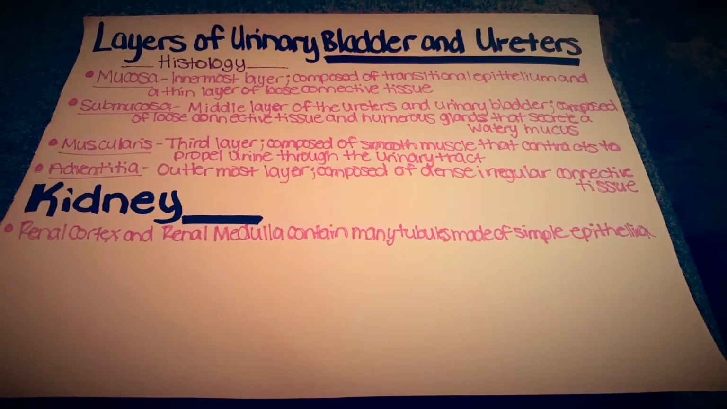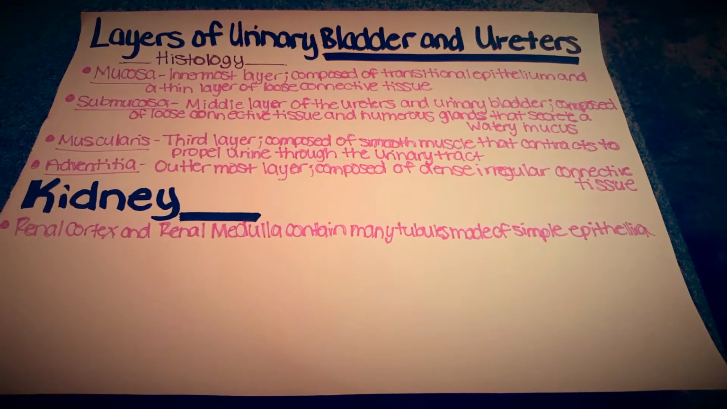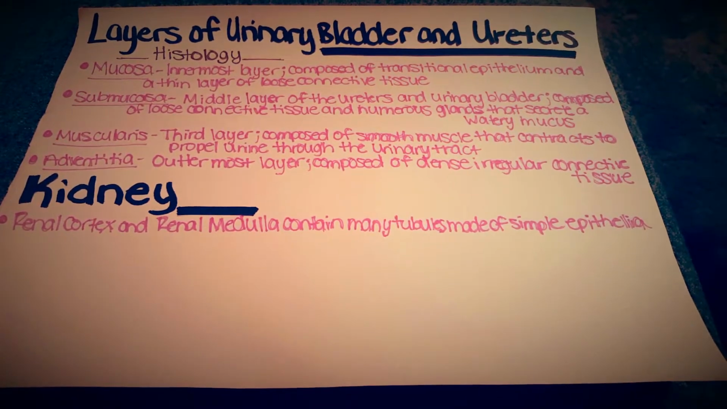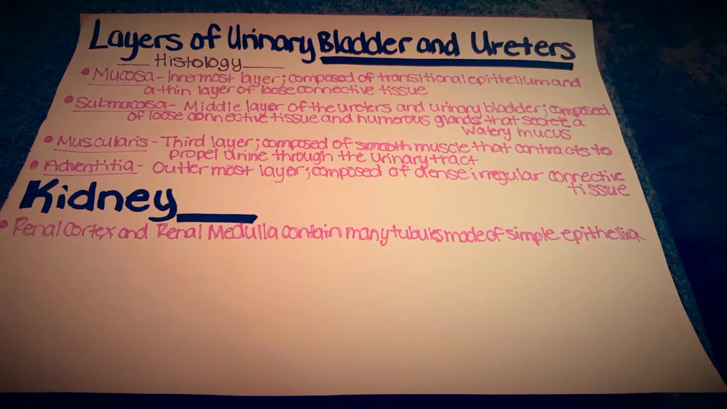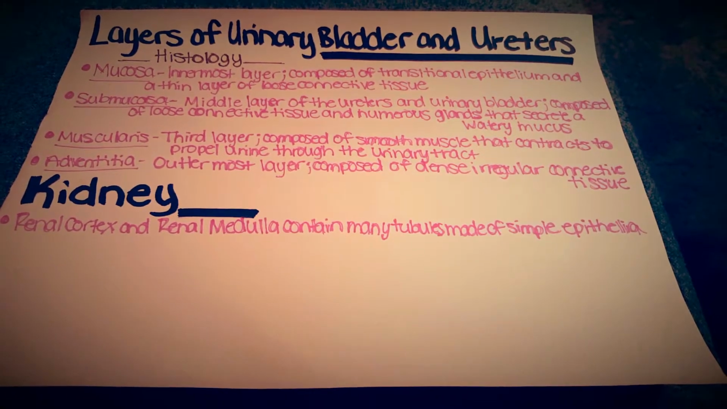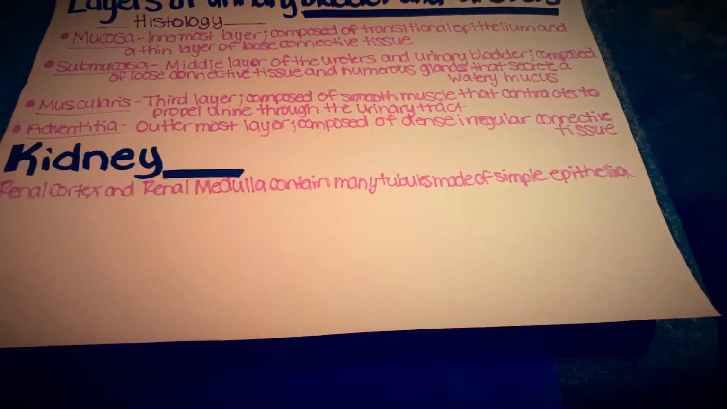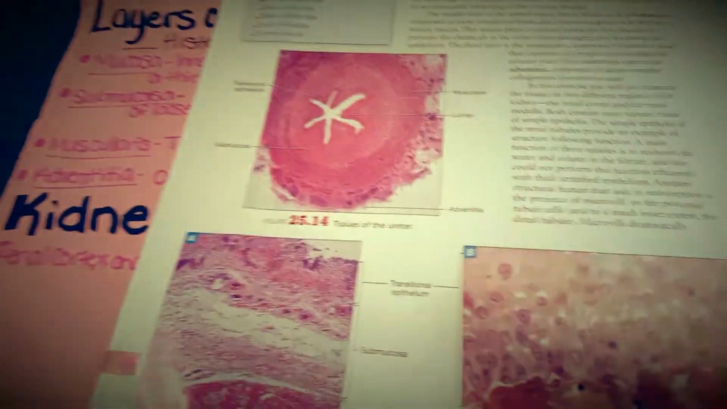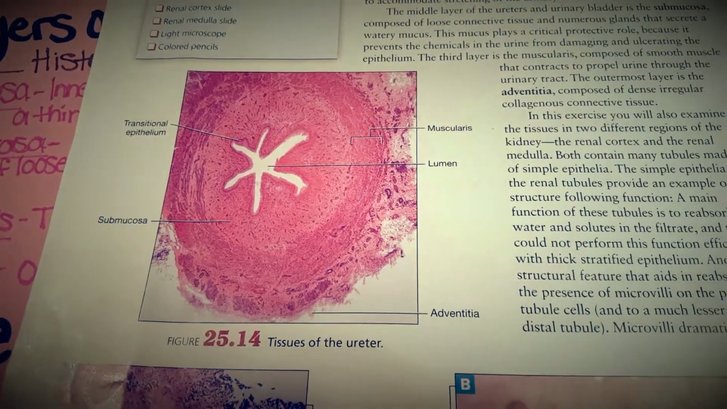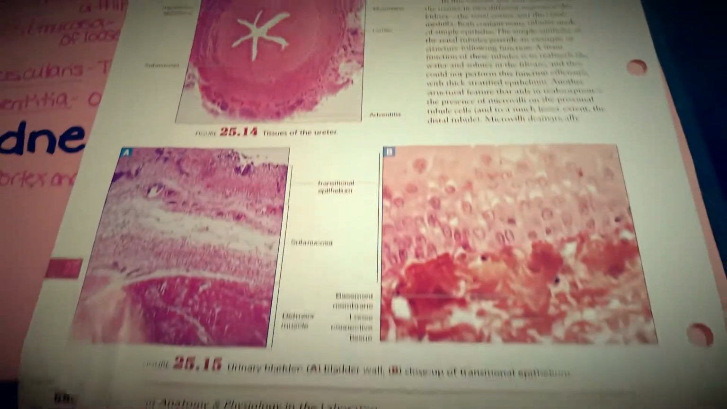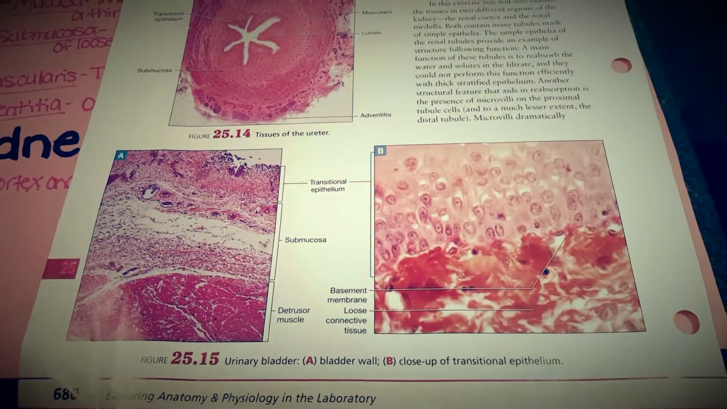The middle layer of the ureters and the urinary bladder is the submucosa, which is composed of loose connective tissue. And the outermost layer is the adventitia, which is made up of dense irregular connective tissue. This is a few examples of the tissue of the ureters and urinary bladder.